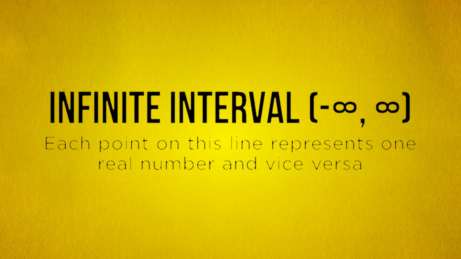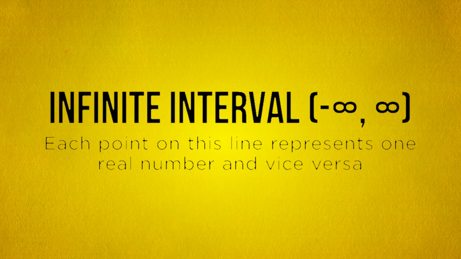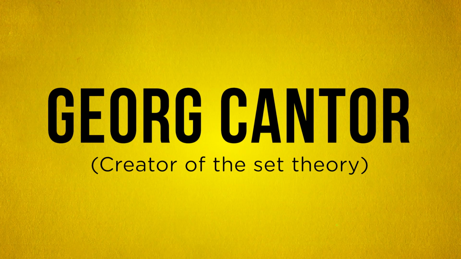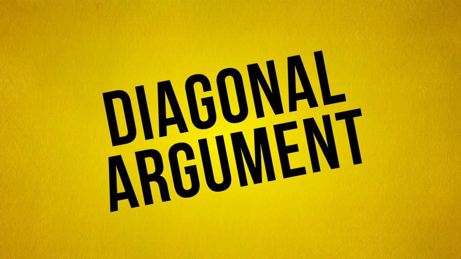Each point on this line represents one real number and vice versa. So how many points are there in the continuous real number line? How many real numbers are there? Georg Cantor, creator of set theory, gives us a simple answer using the diagonal argument.